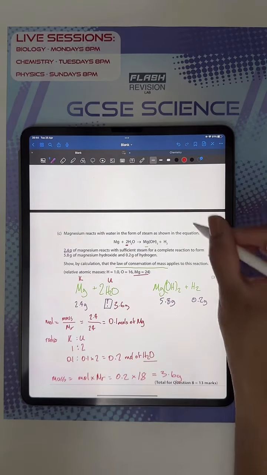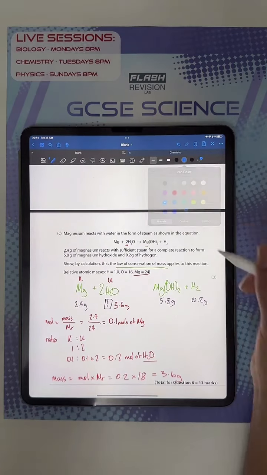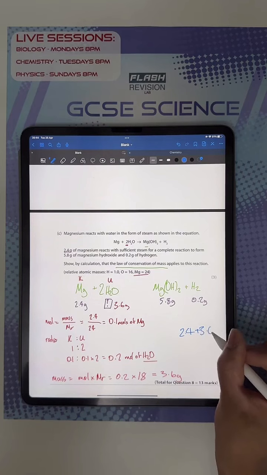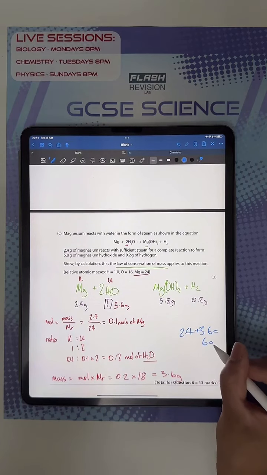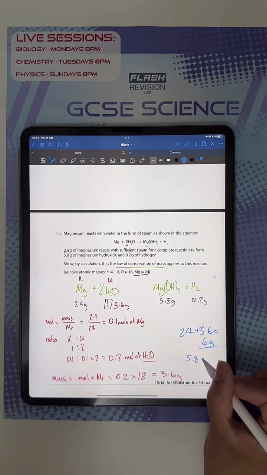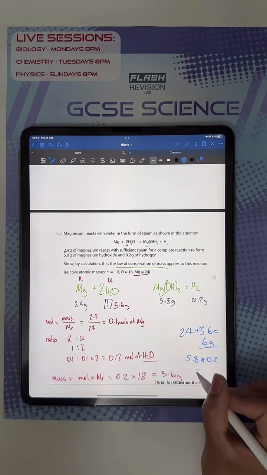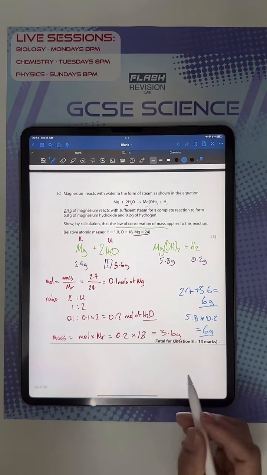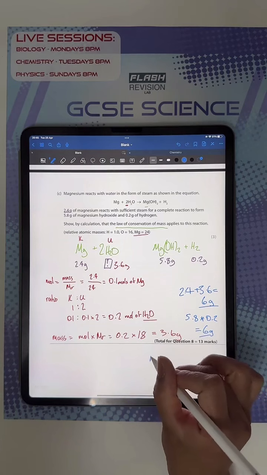And you have to write this in your exam paper: 2.4 plus 3.6 is equal to 6 grams. And then on this side, we have 5.8 plus 0.2 is equal to 6 grams. Therefore, mass is conserved.